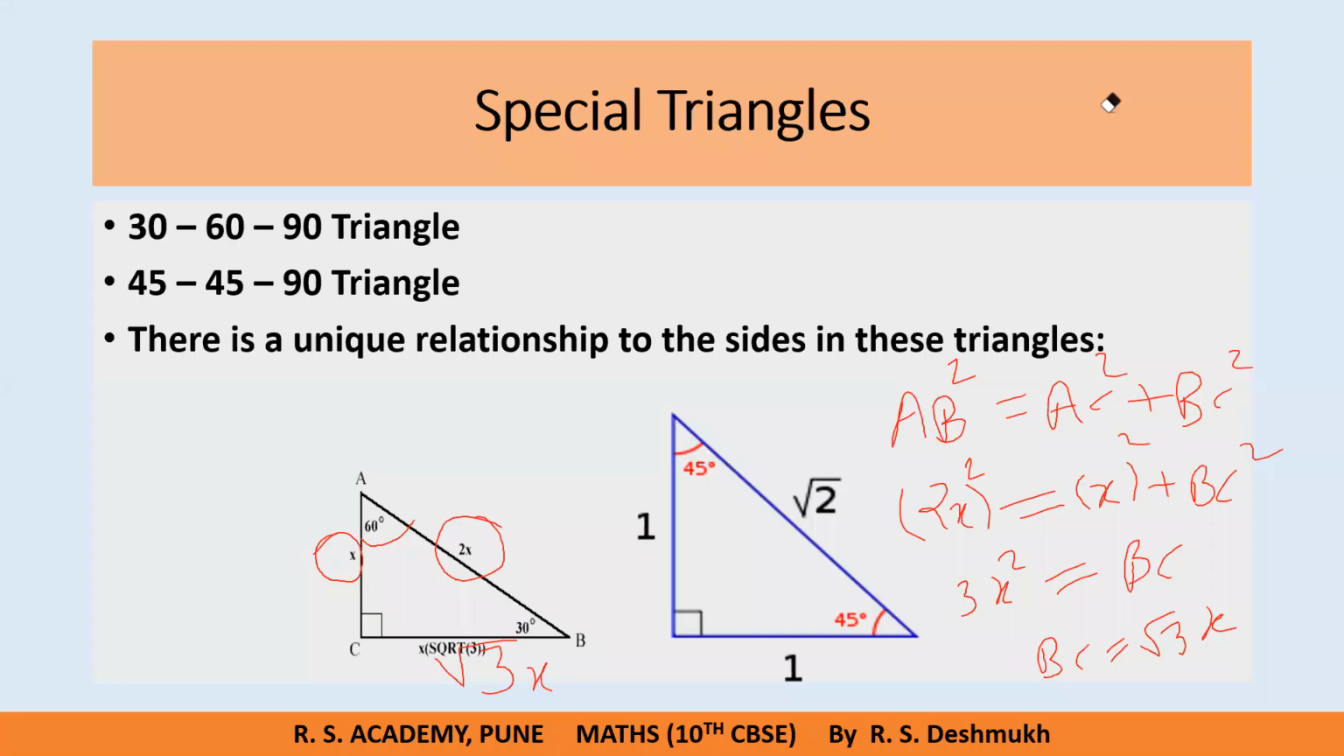So here, if you are observing clearly, AB square, that is hypotenuse square, is equal to AC square plus BC square. AB is 2x, so (2x) square is equal to x square plus BC square. So you will get 3x square is equal to BC square, and hence BC is equal to root 3 x. So always keep in mind the side opposite to 60 degrees is root 3 times the side opposite to 30 degree. So whenever you are drawing any 30, 60, 90 triangle, the side opposite 30 degree is x, the hypotenuse is 2x, and the side opposite 60 degree is root 3 x.